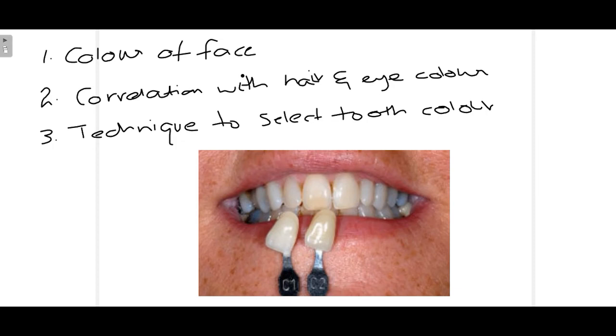Now some useful tips for color selection are that the color selection should be performed in daylight, preferably near a natural light source, and lipstick should be removed when selecting a tooth because it disturbs the selection of the tooth color. And the color selection should be made as quickly as possible because prolonging the process might fatigue and confuse the eye, and the shade which is perceived by the eye might change. So these are some useful tips when selecting the color of a tooth.